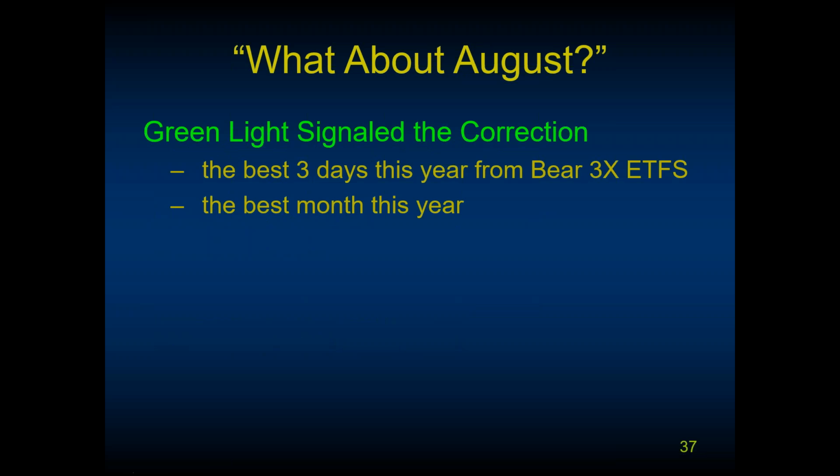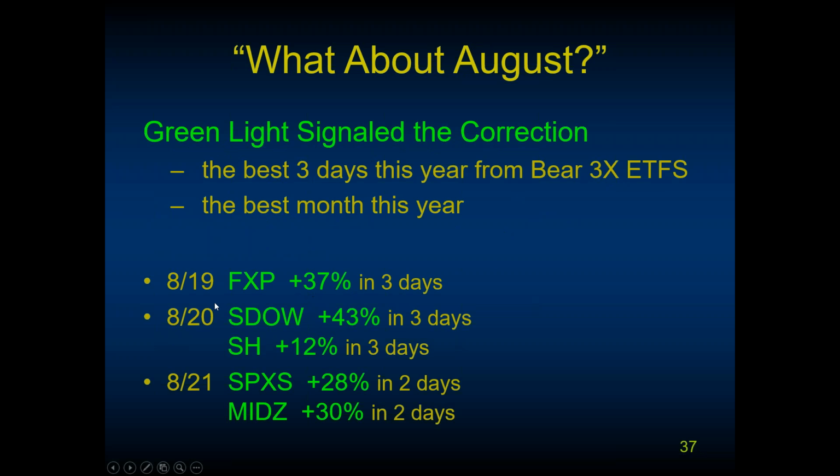What about August? I just want to give you a quick example. In August, our system that uses this triangulation, the green light system, we had the best 3 days in the year using bear ETFs, leveraged bear ETFs, and it was the best month of our year. These are just a few of the trades we hit.